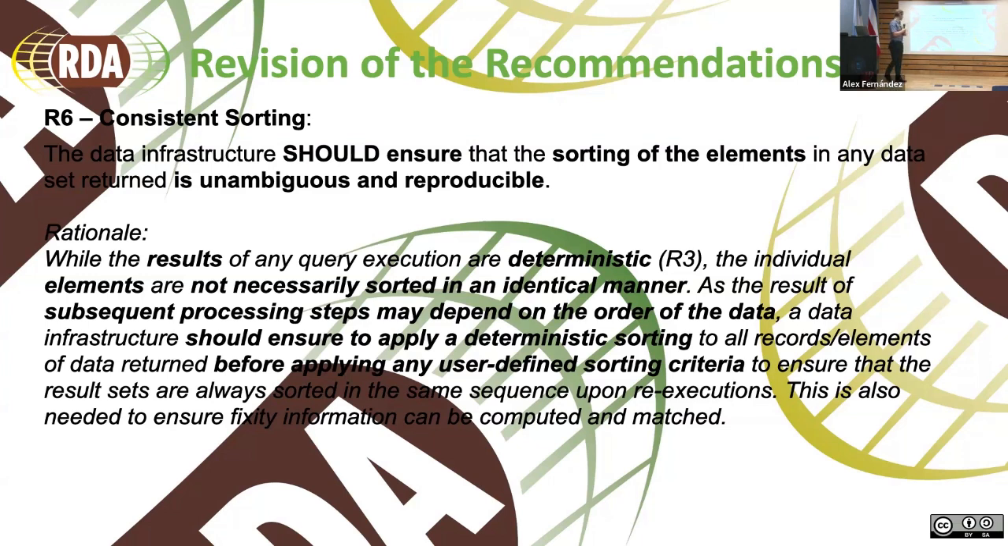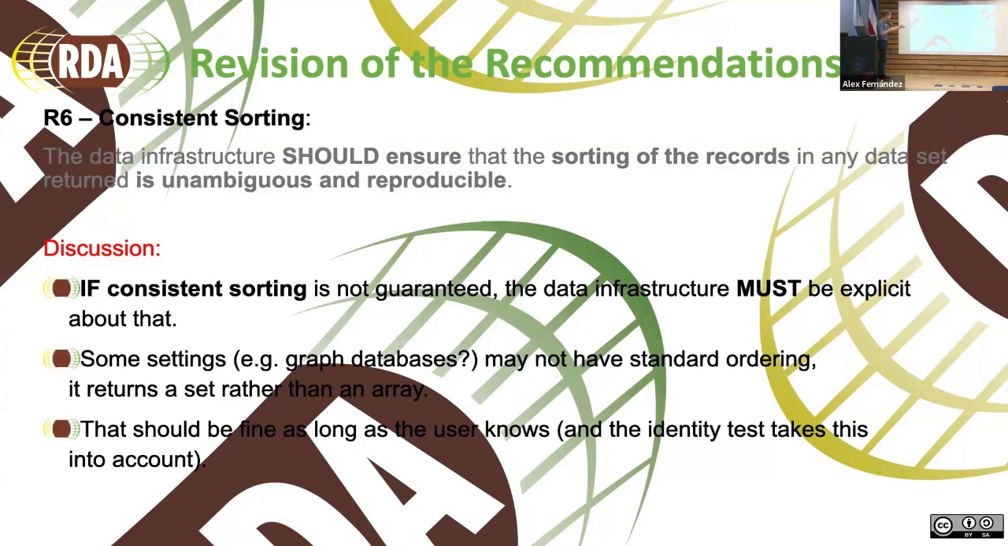Good. Next slide. So what we also want to add, and that's still being debated, but we add another sentence to the recommendations. If consistent sorting is not guaranteed, then the data infrastructure must be explicit about that. And that's one thing that we would like to add to the recommendation. But I think it makes sense because that also communicates very clearly that you cannot rely in the further processing on the identical sequences. So you might have some distortions there. Good. Next slide, please.